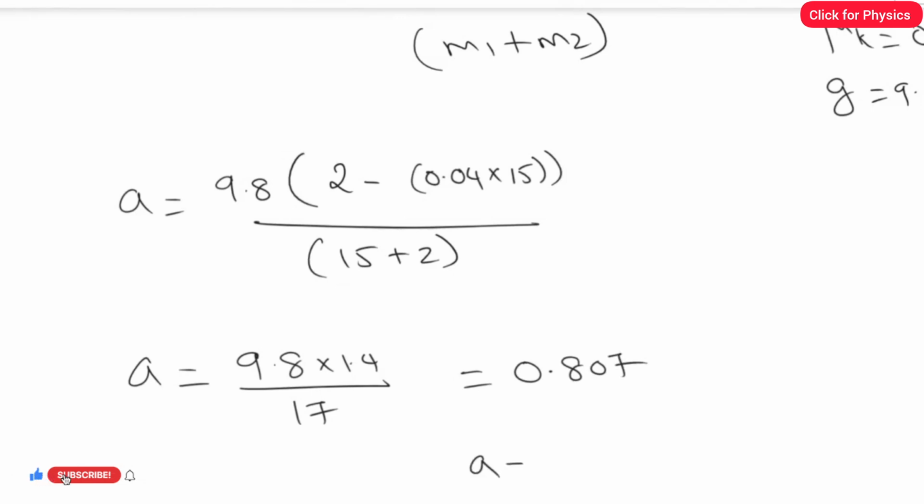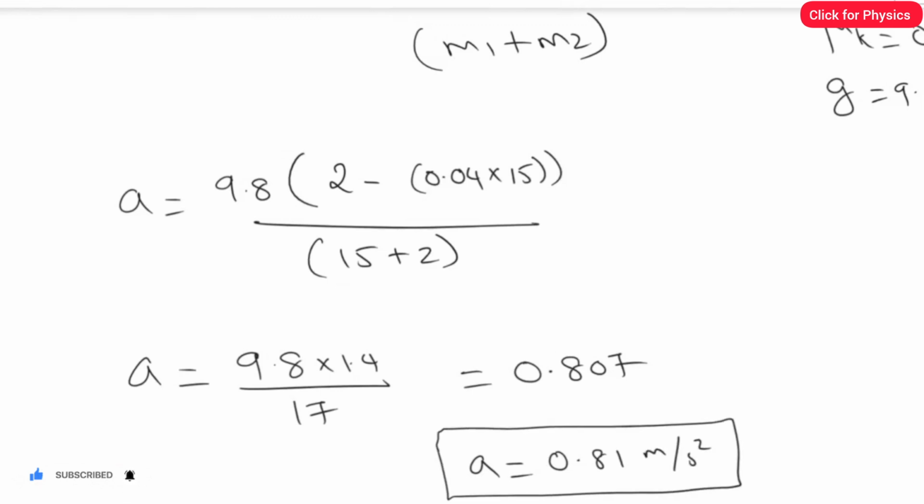0.807. So we can write in 2 digits. So a, which is equal to 0.81 meter per second square. So that's the answer for our first part.